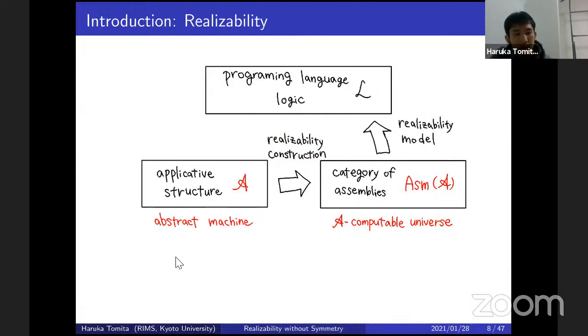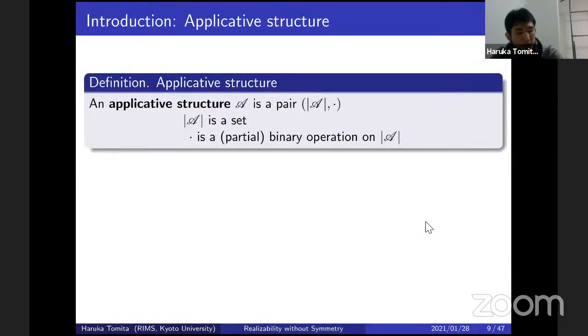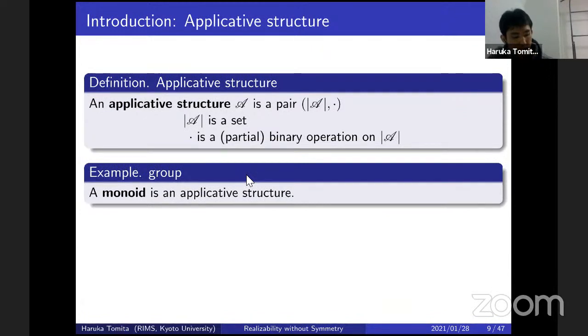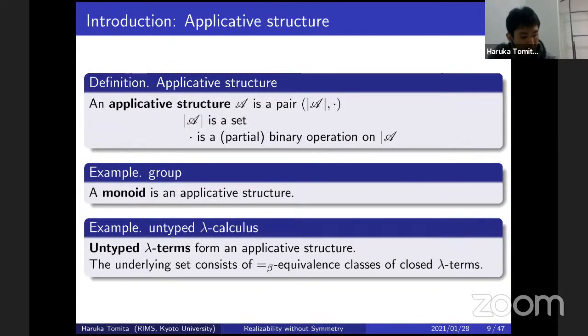Roughly speaking, an applicative structure expresses an abstract machine, and ASM(A) expresses a computable universe. The definition of applicative structure is very simple: a pair of a set and a partial binary operation on this set. For example, a monoid is an applicative structure by taking the product as a binary operation. And beta equivalence classes of untyped closed lambda terms also form an applicative structure.